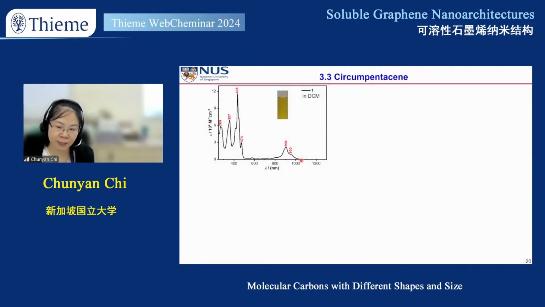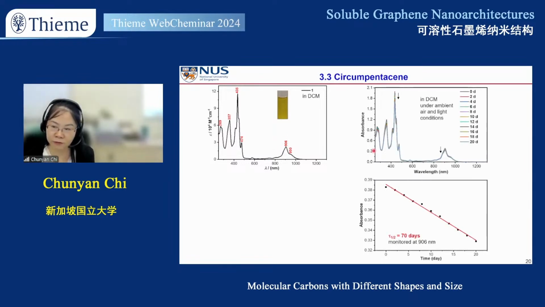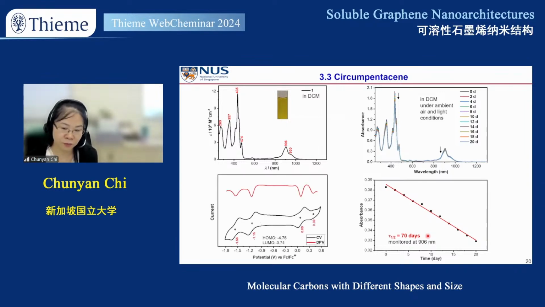The compound shows a long wavelength absorption band with a maximum at 906 nanometers. We also did a photostability test under ambient air and light conditions. So the half-life time is around 70 days when monitored at 906 nanometers. So that means this molecule actually is very stable. And this is the cyclic voltammetry curve. We can observe 2 reversible oxidation waves and 2 reversible reduction waves. So that means this molecule can be oxidized to the dicationic state and reduced to the dianionic state.